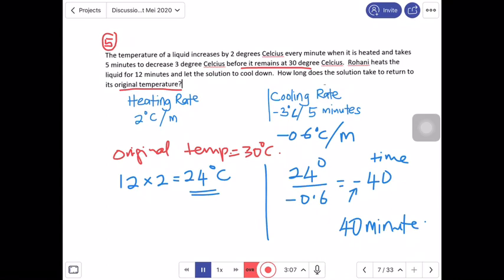So what is the function of the negative sign there? The negative sign here is just to tell us that this is at a decreasing mode.